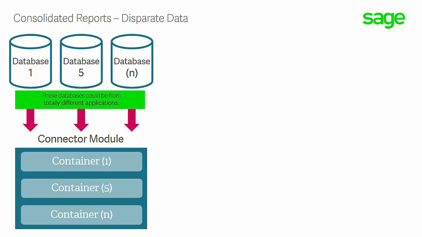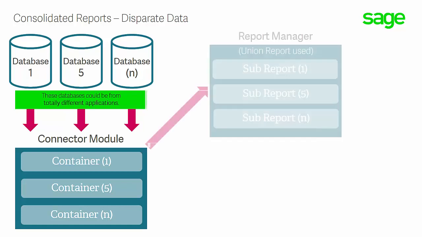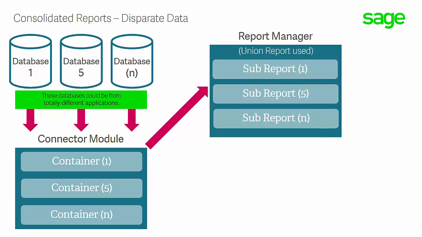Those 3 containers themselves will all pull the information that they need, but instead of pulling them onto one report inside the report manager, we use what's called a union report. Now, a union report will require each of those individual reports to be created in the first place. So what I'll need to do from database 1 is create a container, then create a report using that container. I then need to repeat the process for each database that I want to consolidate.